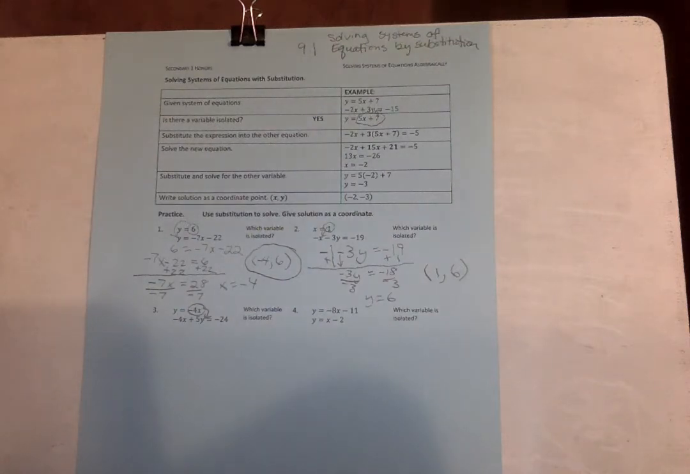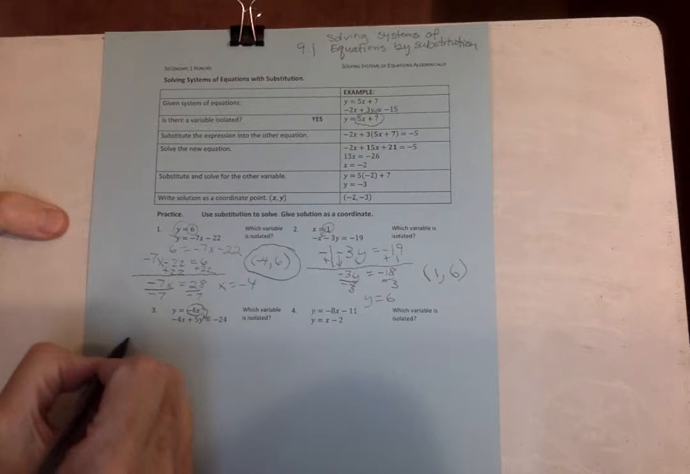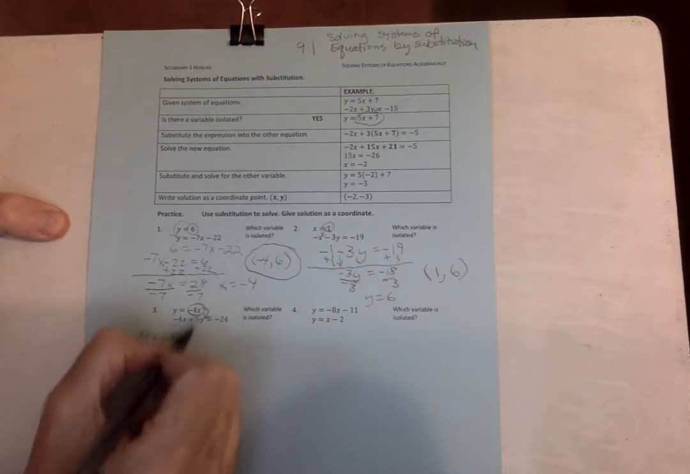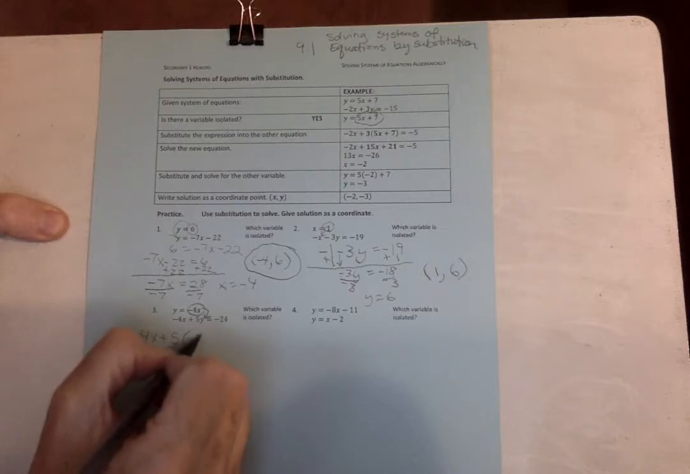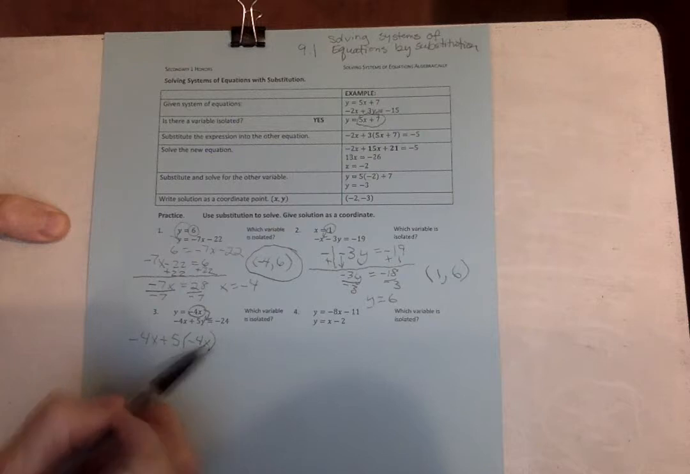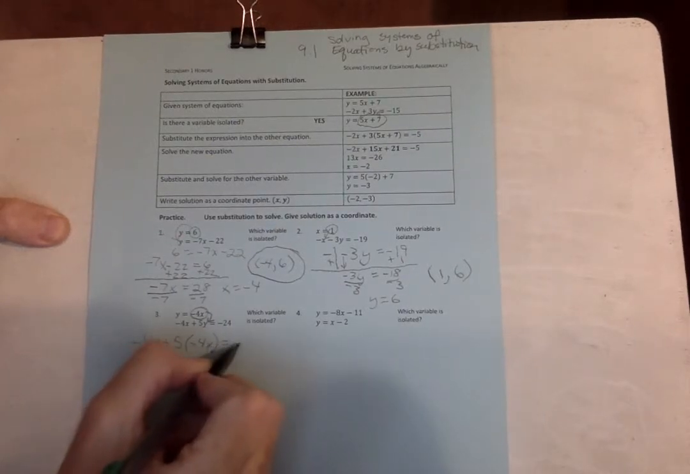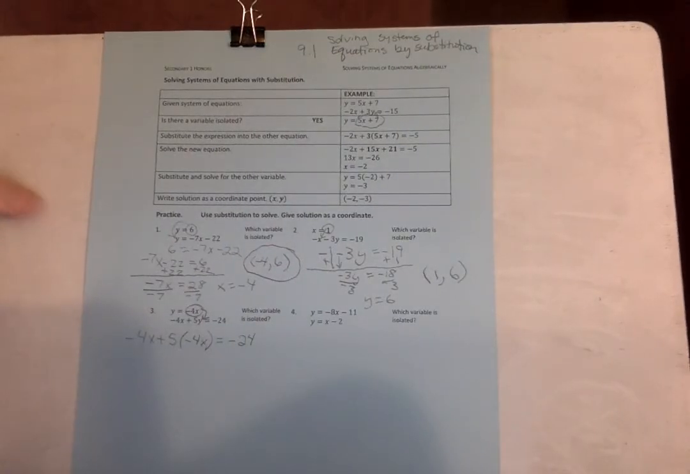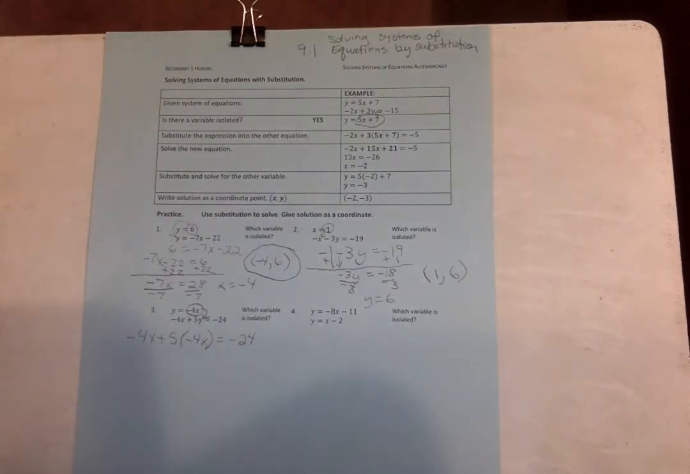Okay, so when I do that, I'm going to write the second equation, negative 4x plus 5, and then I substitute in parentheses the negative 4x from the top for your y value on the bottom, equals negative 24. Now, all I'm going to do is solve for x.